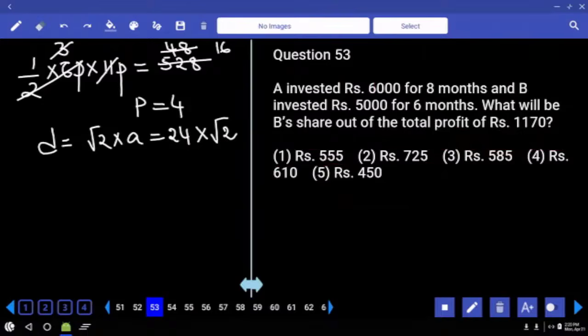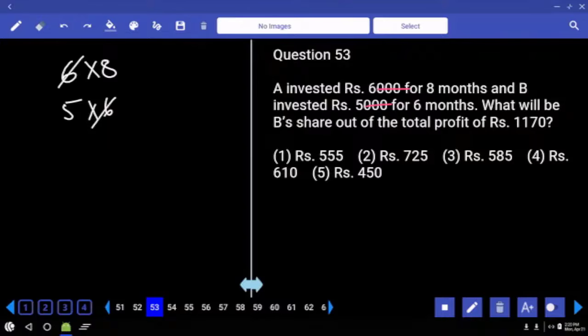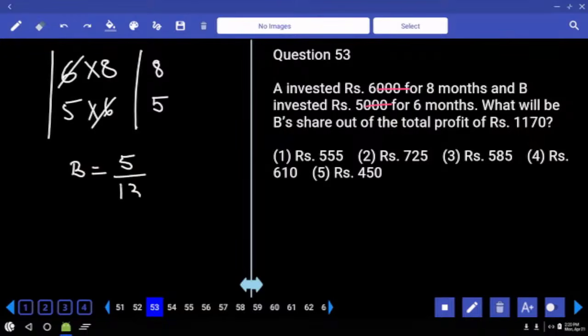A invested 6,000 for 8 months, B invested 5,000 for 6 months. What will be B's share out of the total profit of 1170? Investments have 3 zeros in common, so I am not writing them. I'll write the investments as 6 and 5. The first one is there for 8 months, the second one is there for 6 months. 6 and 6 get cancelled. So the profit sharing ratio is 8:5. The question is about B's profit, right? B is getting how many parts? 5 parts out of 13 among 1170. Are you okay? 13, 90 times 5, answer 450.